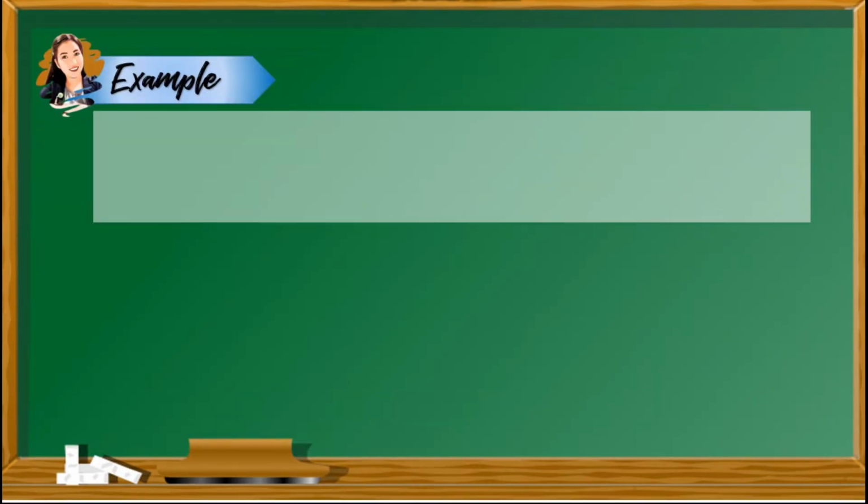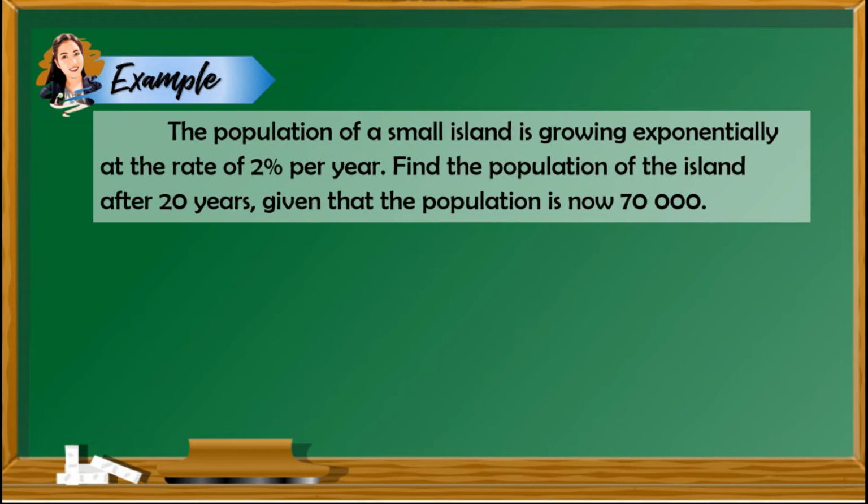Let us now have an example. The population of a small island is growing exponentially at a rate of 2% per year. Find the population of the island after 20 years, given that the population is now 70,000. This problem is an example of exponential growth. Is it because of the keyword growing? And to solve this problem, let's first list down the given values.